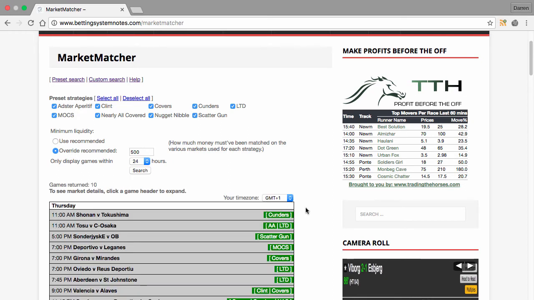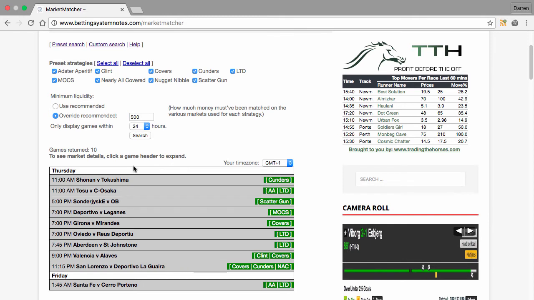Now if we do the search, what we'll see is we've actually got 10 games returned over the next 24 hours, and you'll see various different strategies here. Again, we're not talking about those today, but basically, if we pick this game here, we've got an AA, which is the Adster aperitif, and also a potential low draw strategy.